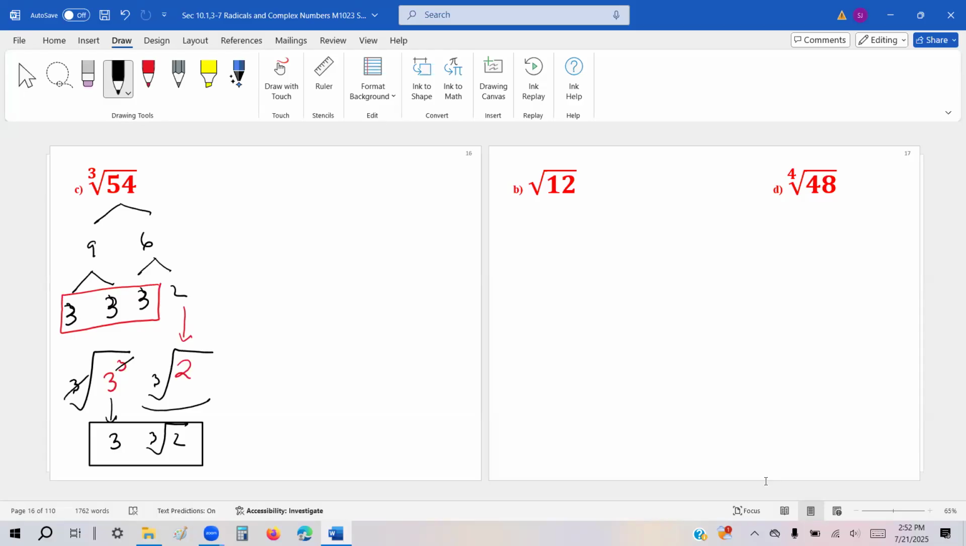This is square root, this is cube root, this is fourth root. So it doesn't matter what root you have: for the cube root you're looking for a number 3 times, for the square root 2 times, and for the fourth root 4 times. So you can use the two separately.